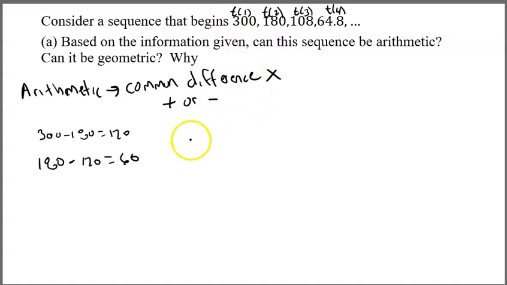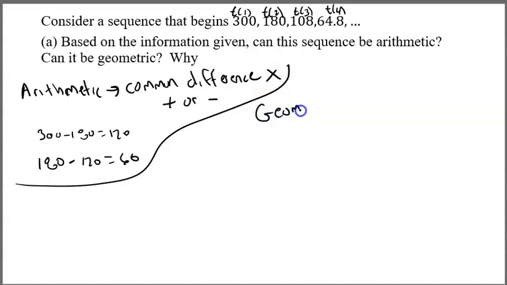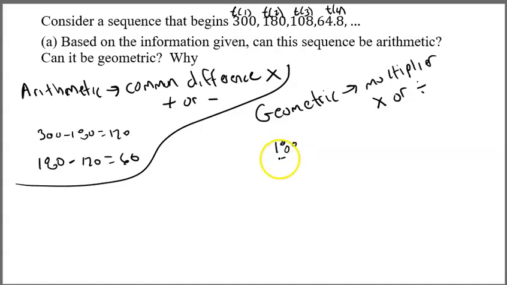Now, geometric. For geometric, I have a multiplier. So I have to be multiplying or dividing to get from one term to the next. Because I'm going down, that's division. So what do I divide 300 by to get 180? Well, that's easy. I'm going to find out what 180 over 300 is. On my calculator, I get 0.6. So that would be the multiplier.